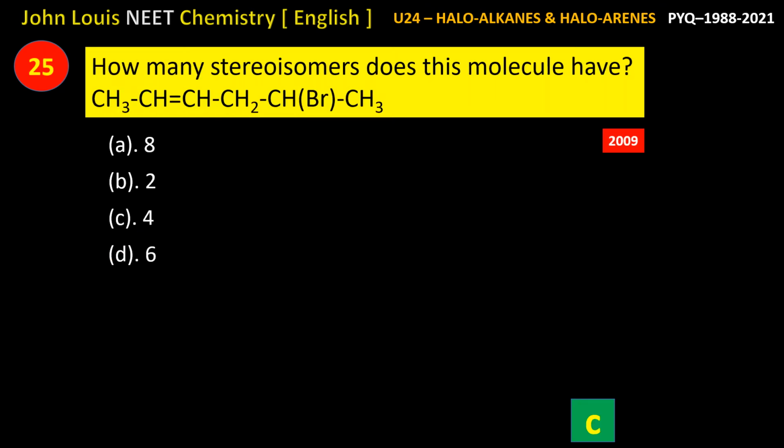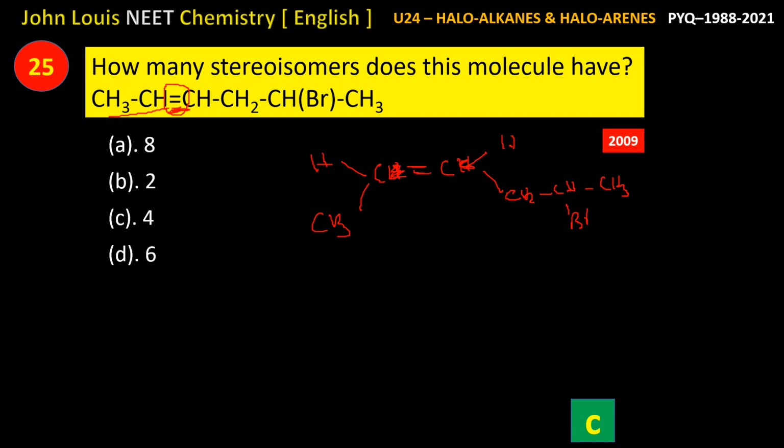How many stereoisomers does this molecule have? CH3, CH, double bond, CH, single bond CH2, single bond CHBr, single bond CH3. So since there is a double bond, there is every possibility of cis-trans isomers. So first you write C double bond C, and here you can write hydrogen and CH3, and here you can write hydrogen and what are the other things? CH2, CHBr, CH3. So this is the cis isomer.